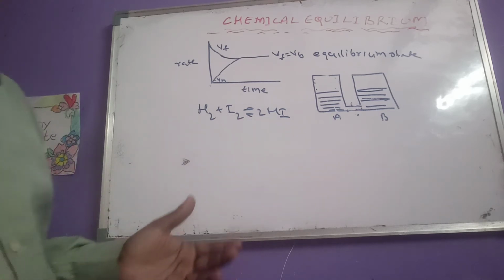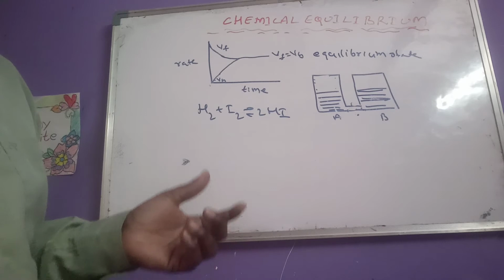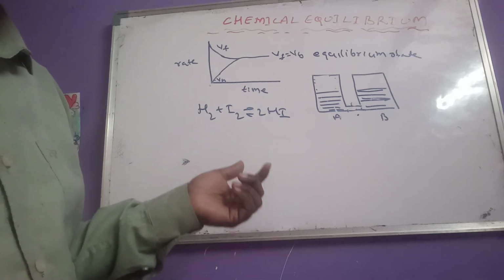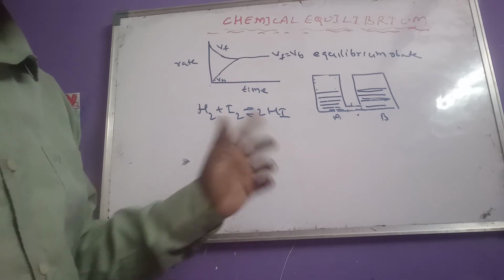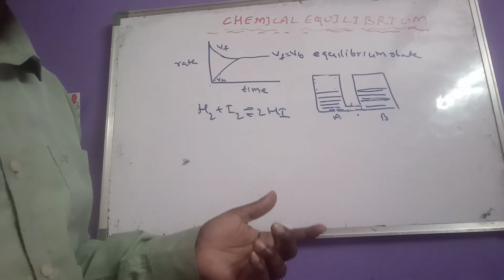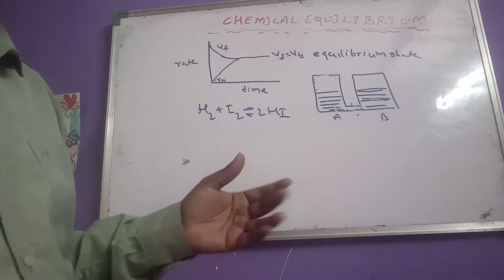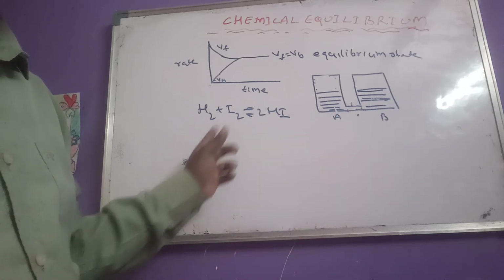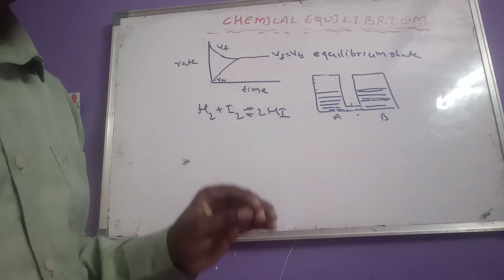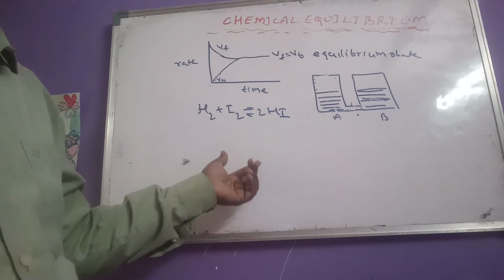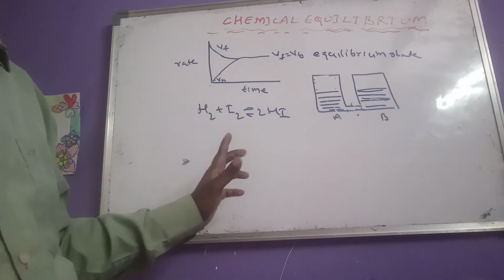So like that, we can identify the establishment of equilibrium by the constancy in physical properties like color, density, etc. If there is no change in color or any other physical property of reactants and products, that point indicates that the reaction has reached the equilibrium state.